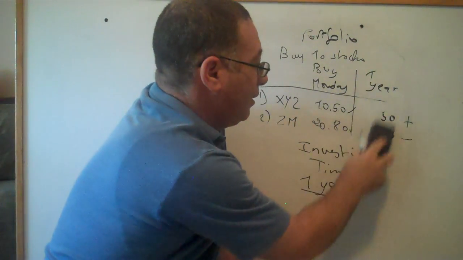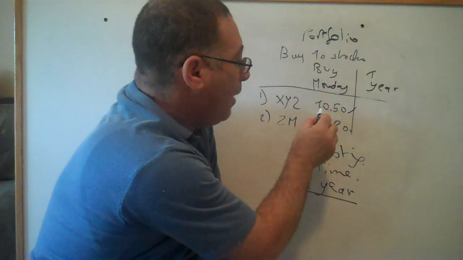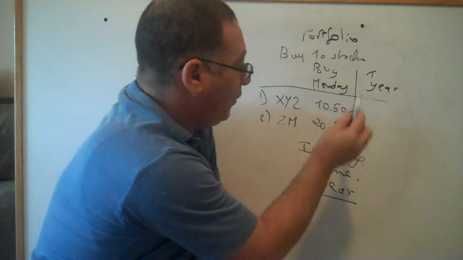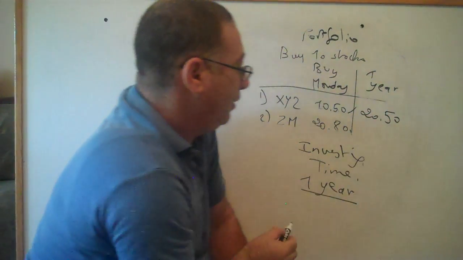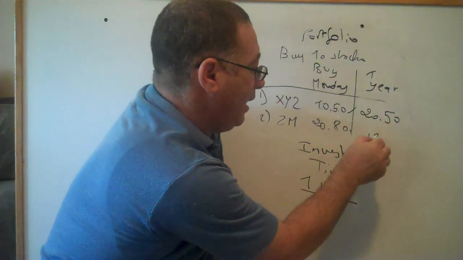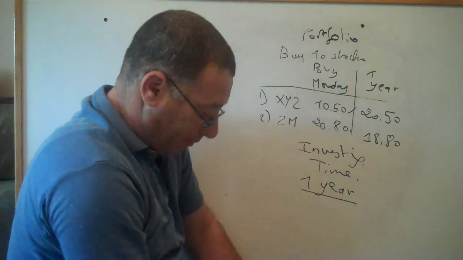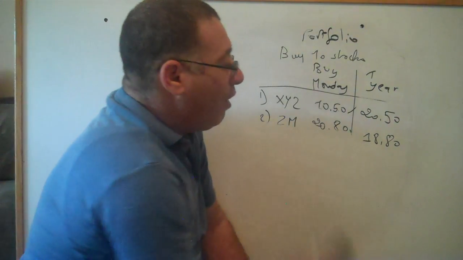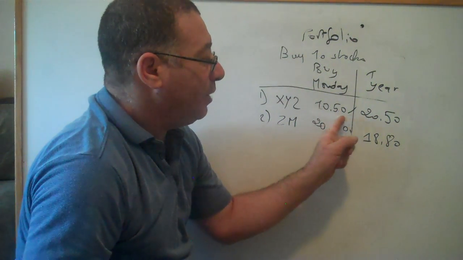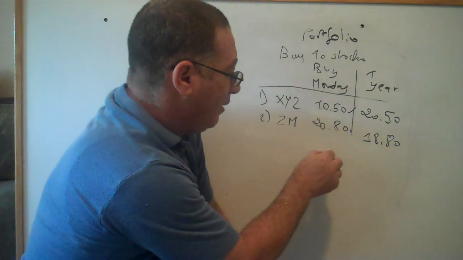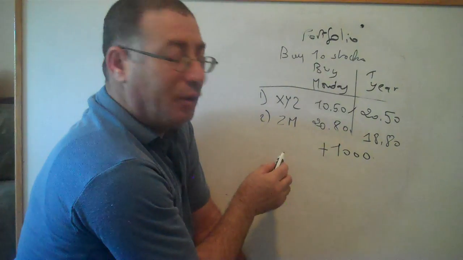Now we change the price. Okay? It's the same thing. Now you buy at 10.50 and then it is 20.50. Just an example. And this is 18.80. Okay? So after 1 year, this 10.50 becomes 20.50. So you gain $1,000. Okay? It's $2.